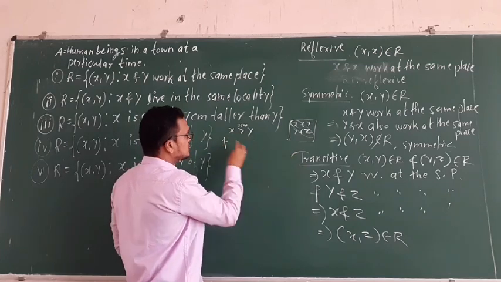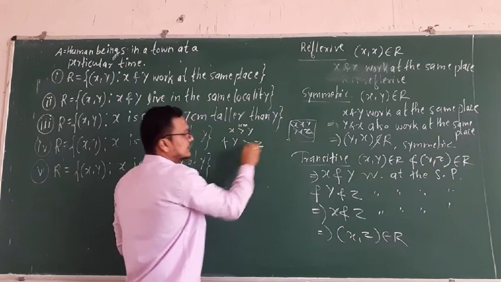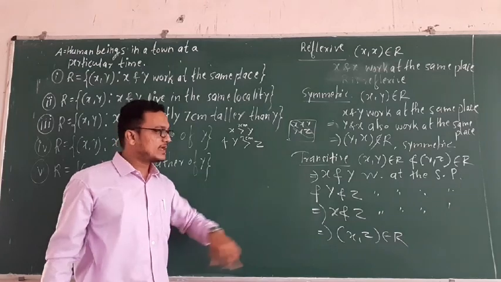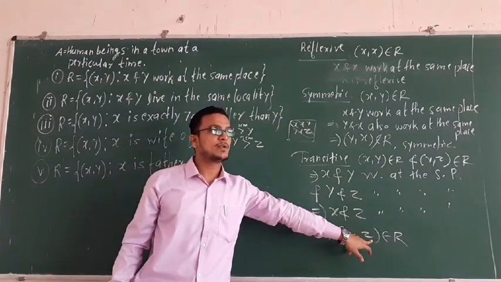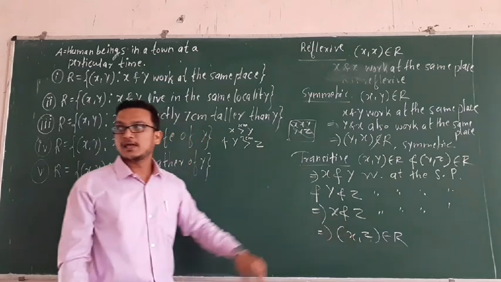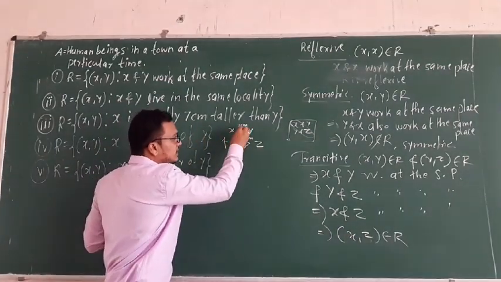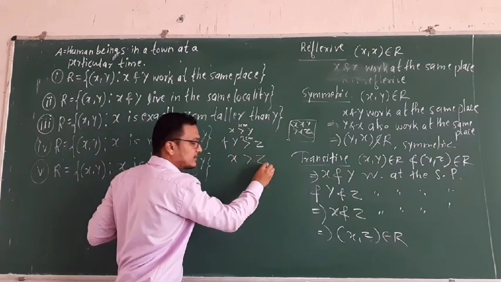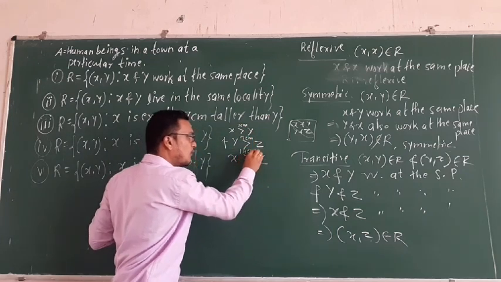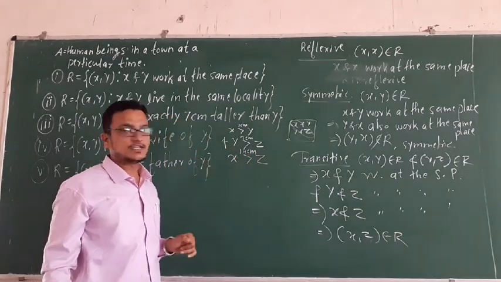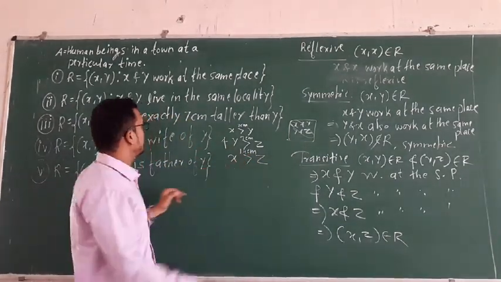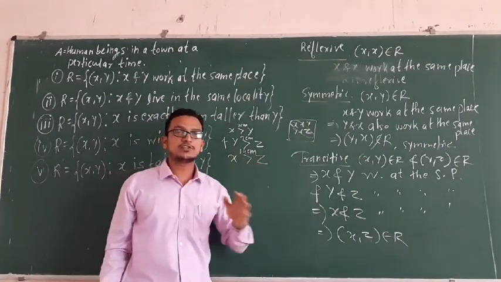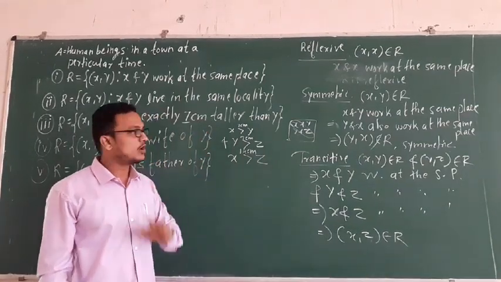And (y, z) belongs to R means again y is greater than z by how much? 7 centimeters. Then what should imply (x, z)? Here it is 7 centimeters and here it is 7 centimeters, so x is greater than z. This is possible, but by how much? 14 centimeters, which is not possible because our relation is for 7 centimeters. But here we are getting 14 centimeters. Therefore, it is not transitive.